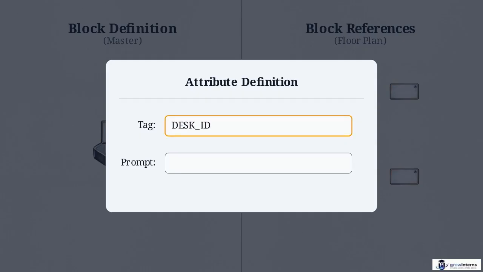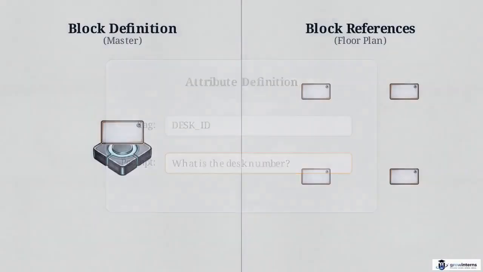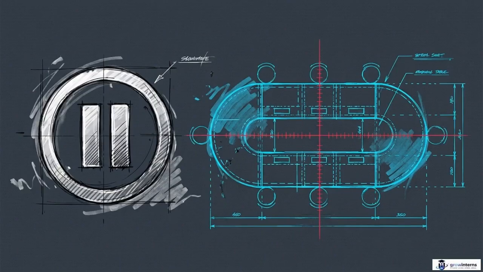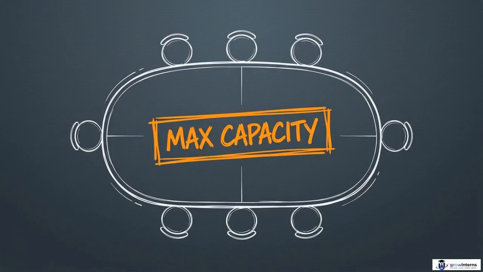The tag field gives your placeholder a name. The prompt field creates a question AutoCAD will ask you every time you insert the block. Now, pause the video. Try to create a conference table block with a center base point and add an attribute for max capacity. See if you can get it working.